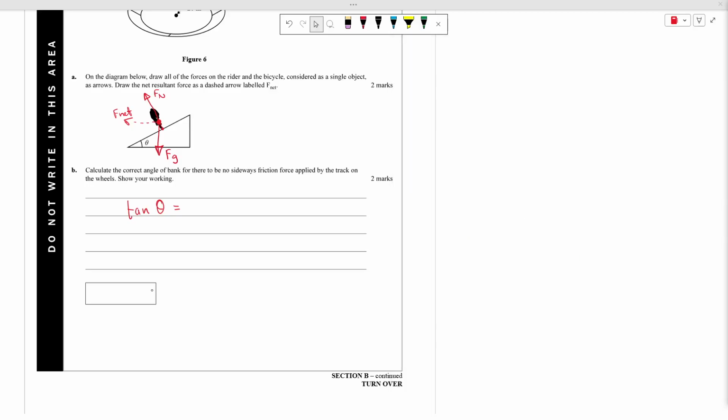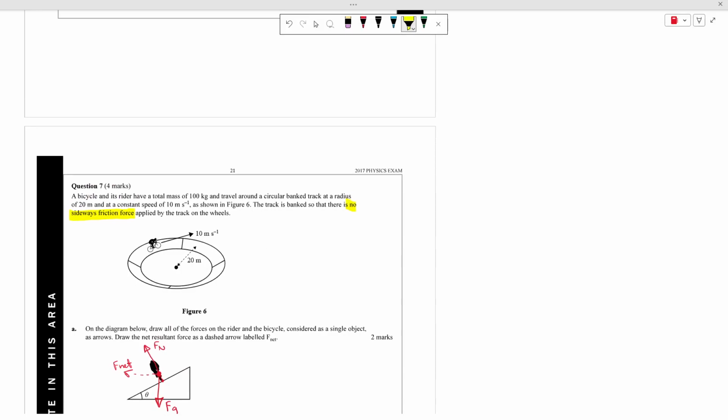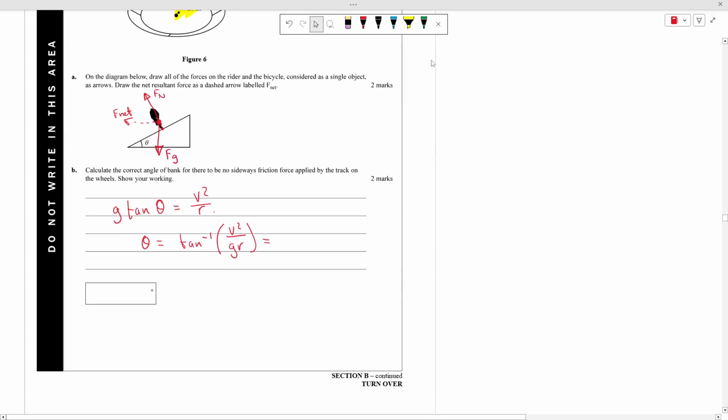Okay, so I remember it now. The formula is g tan theta equals v squared on r. And by rearranging this, we end up getting theta equals tan inverse of v squared over gr. Now, by subbing stuff in, we have the mass, we have the speed, and we have the radius of the track as 20 meters. We don't actually need the mass in this formula, so it's just v squared over gr, and then inverse tan of all that.